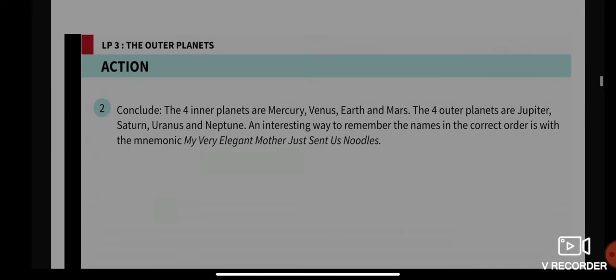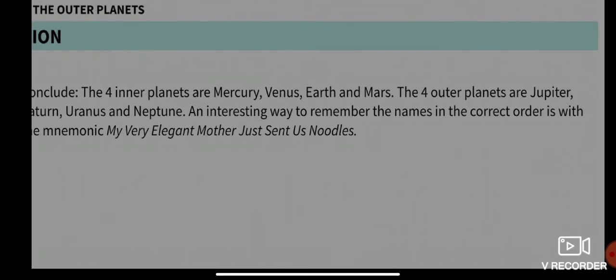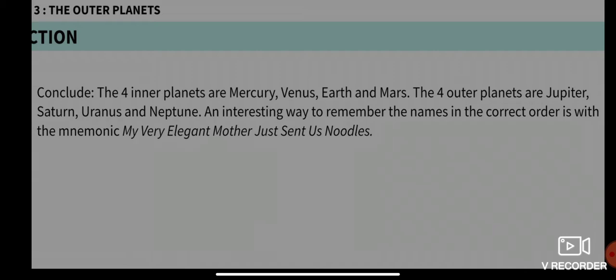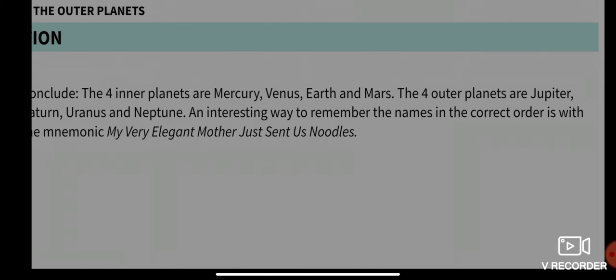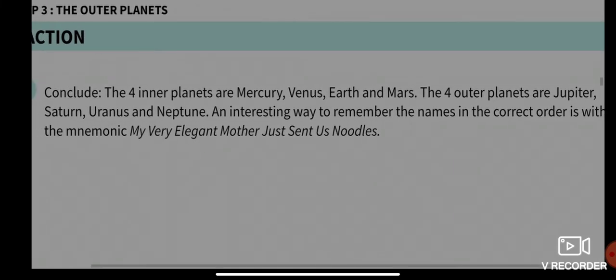So the 4 inner planets are Mercury, Venus, Earth, and Mars. Okay, and the rest, the 4 outer planets, are Jupiter, Saturn, Uranus, and Neptune.